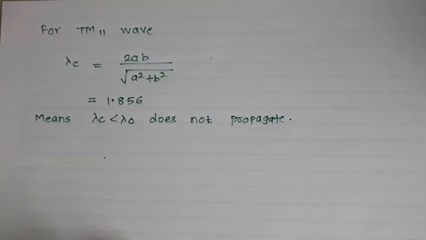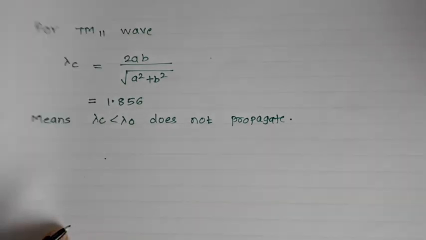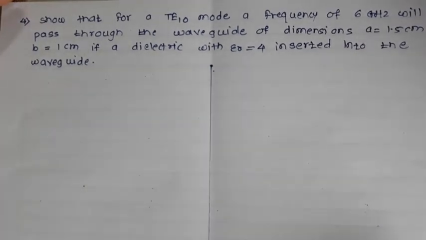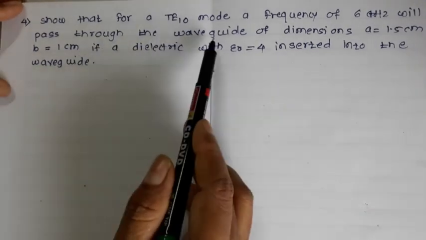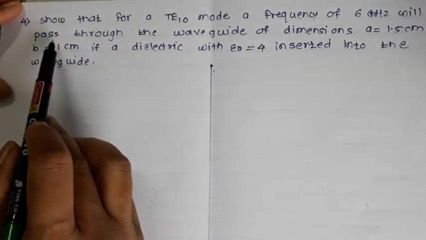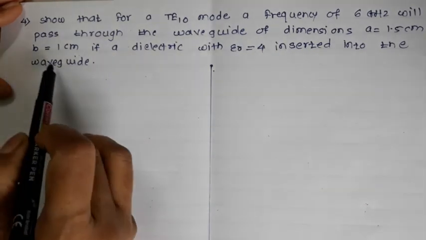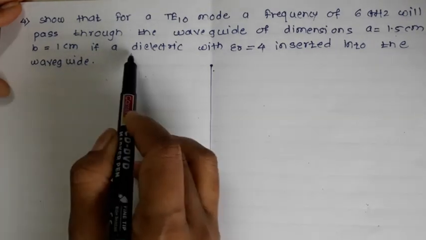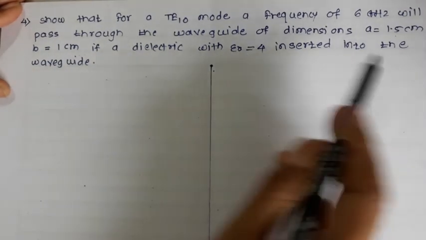So this is all about the modes which are possible and which are not possible. We have solved 3 problems up till now. Now let us talk about the 4th problem. The 4th problem is: show that for the TE10 mode, a frequency of 6 GHz will pass through the waveguide of dimensions a equal to 1.5 cm and b equal to 1 cm, if a dielectric with epsilon r equal to 4 is inserted into the waveguide.